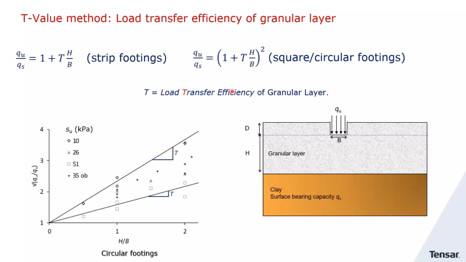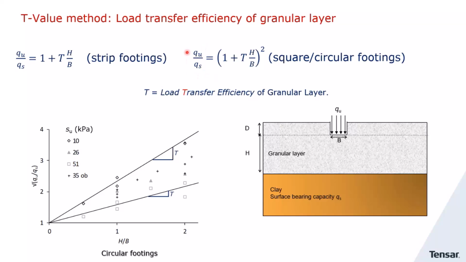Now, this allows us to make a very simple, elegant formula to describe equilibrium in a system, defined by this so-called T value. So the T value is the angle of the ratio. On the left side, we can see the relationship for the strip footing, and on the right side, our circular or square footing. And the T value method name comes, of course, from the transfer efficiency through the granular layer. Now, for some, these formulas might look a little bit intimidating. Hopefully for most of us not.